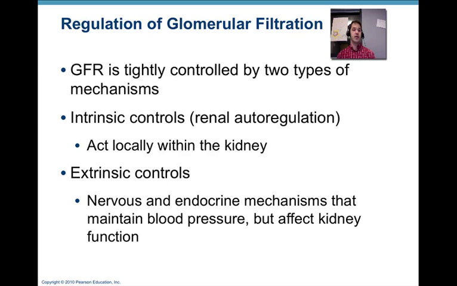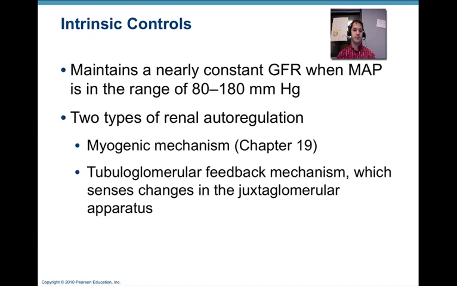Glomerular filtration rate is controlled by multiple mechanisms, but there's two main types: intrinsic controls and extrinsic controls. Intrinsic controls act locally within the kidney, and extrinsic controls are nervous and endocrine mechanisms that maintain overall blood pressure but still affect kidney function.